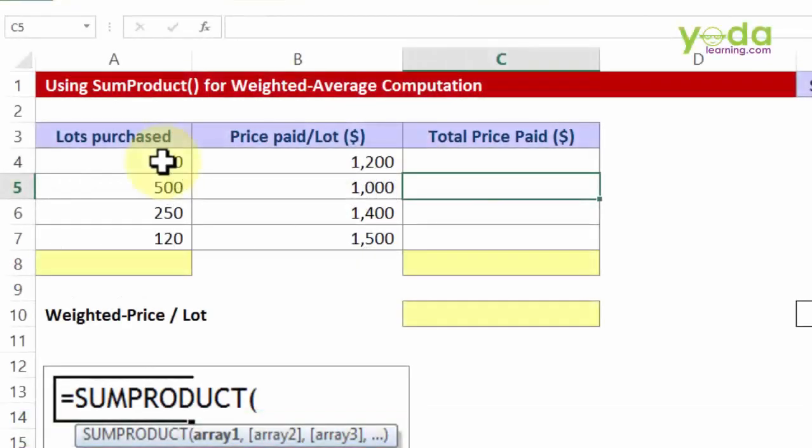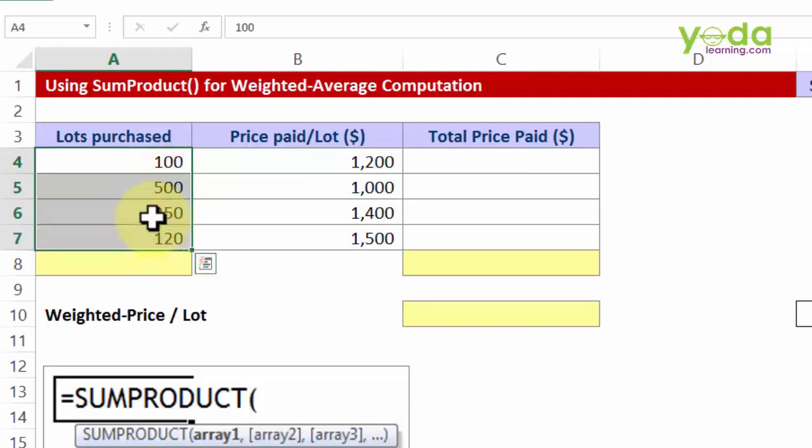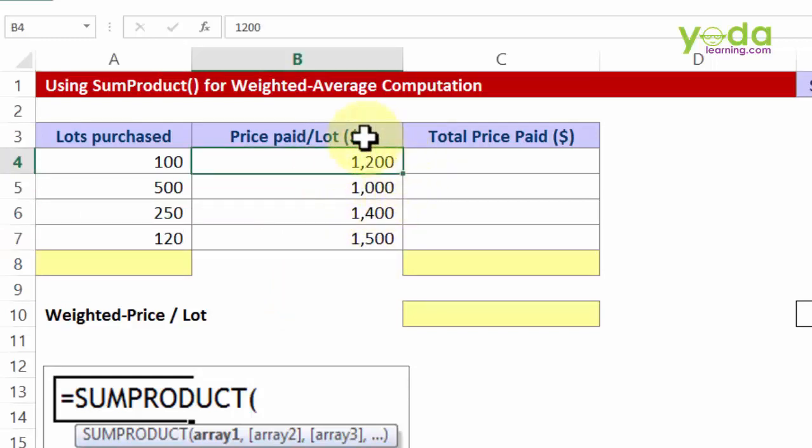I had purchased a product in four different quarters. So first quarter I purchased 100 lots, second quarter 500 lots, third quarter 250 lots and fourth quarter 120 lots. Now the price has been varying over the last four quarters. So in the first quarter I purchased the lot at $1,200 per lot. The prices declined a bit, but then again it increased a bit and it continued the trend.